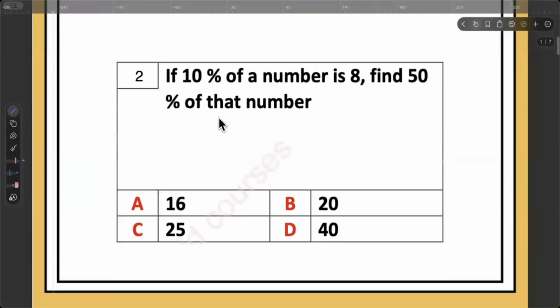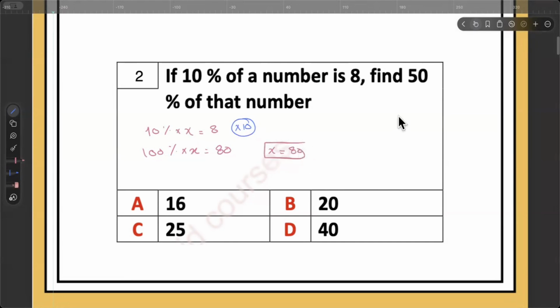Question 2, if 10% of a number is 8, find 50% of this number. We have 10% of x equals 8. Then we can find 100% of this number by multiplying both sides times 10. So 100% of x equals 80. So x equals 80.